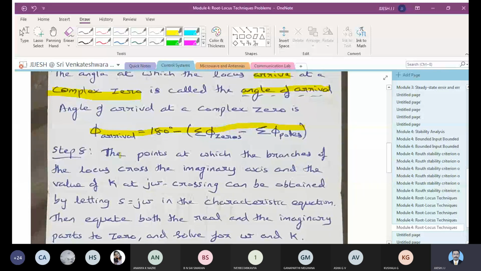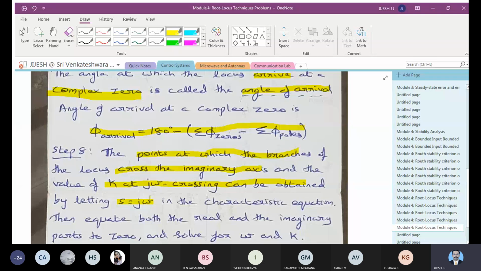What does step 8 talk about? It is the points at which the branches of the root locus cross the imaginary axis, and the value of k at j omega crossing can be obtained by substituting s is equal to j omega. In some cases we have to do this: the points at which the branches of the root locus cross the imaginary axis.